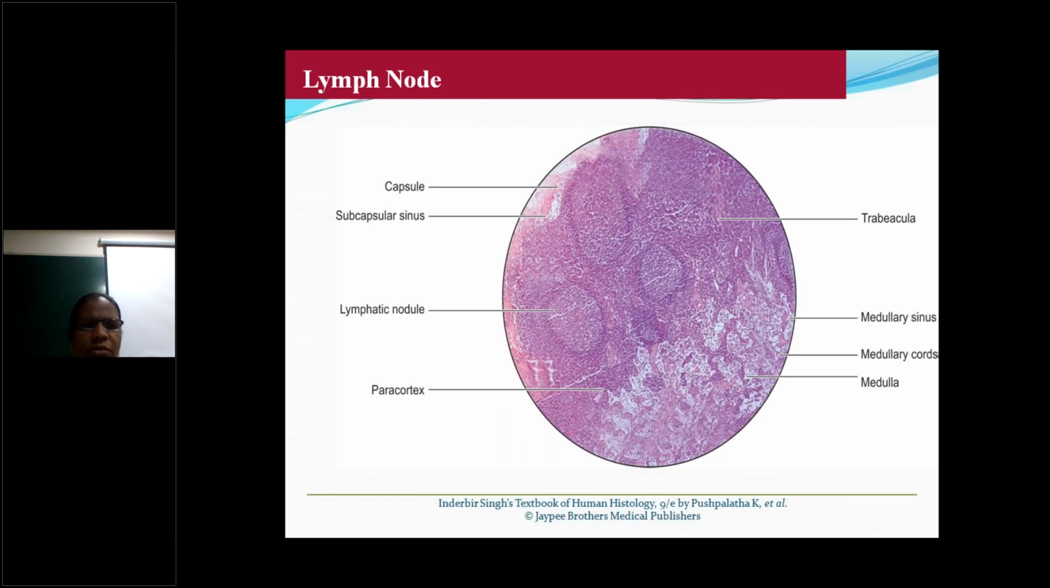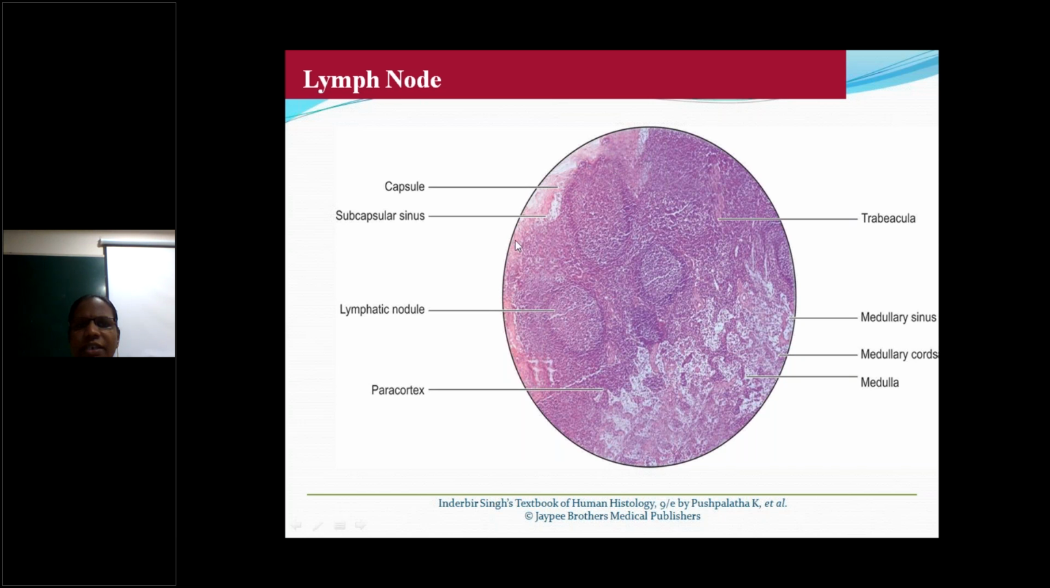Okay, so lymph node, spleen, thymus, tonsil. The lymph node is a bean-shaped structure. What are the histological parts of the lymph node? Capsule, cortex, medulla. These are the basic things to identify the lymph node.